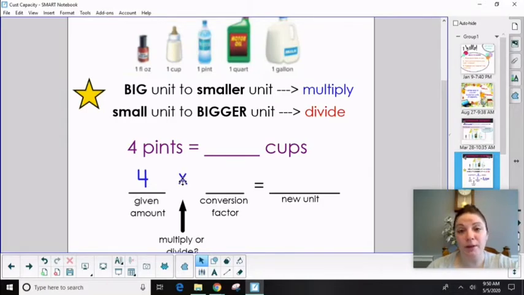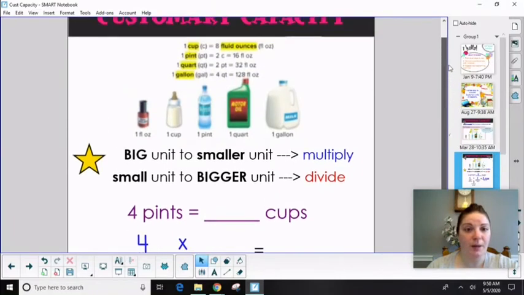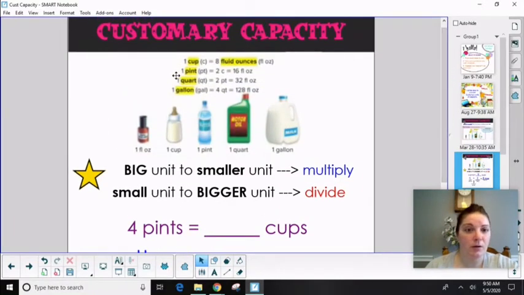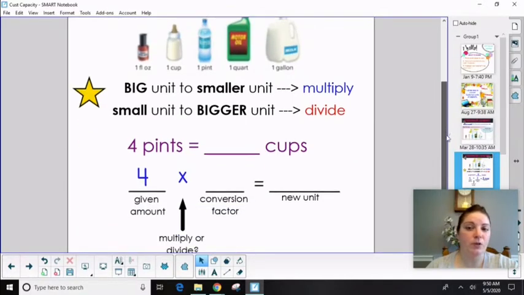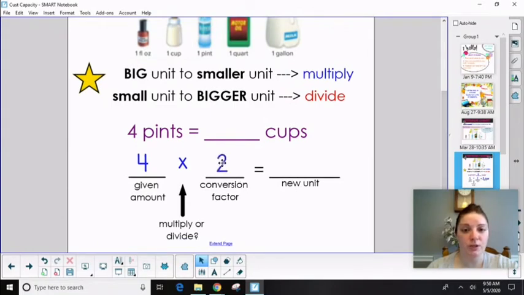And now let's go find that conversion factor. What's the connection between pints and cups? Here we go. 1 pint equals 2 cups. So our conversion factor is 2. So 4 times 2 gives us 8 cups. So 4 pints are the same as 8 cups. Let's try another example.